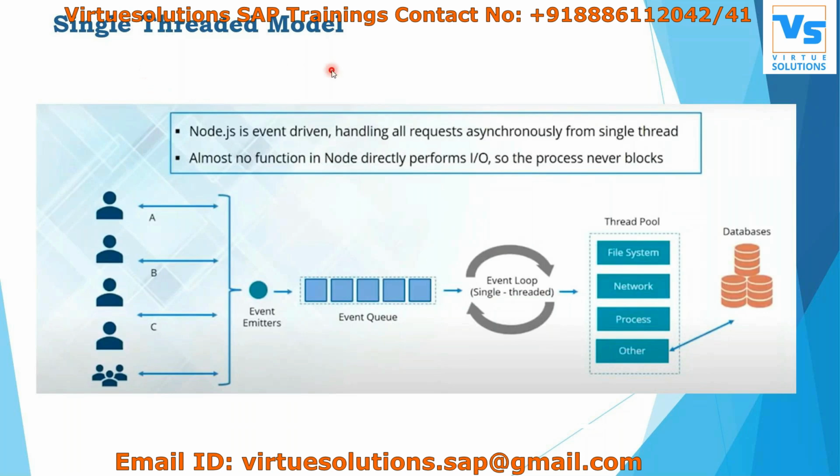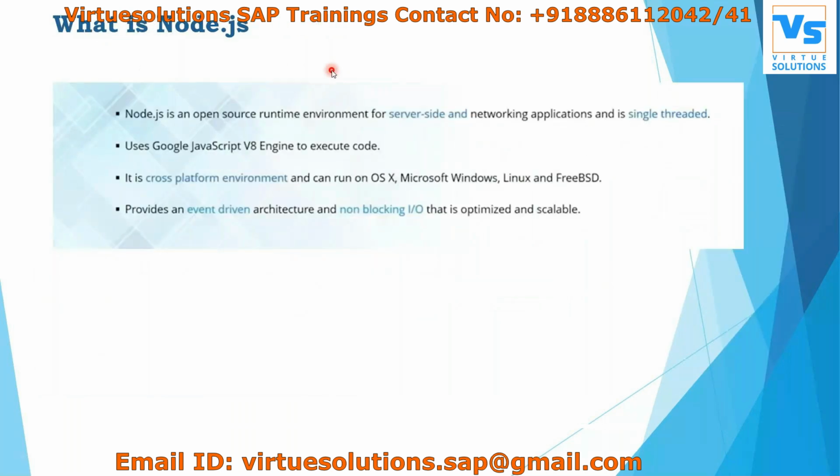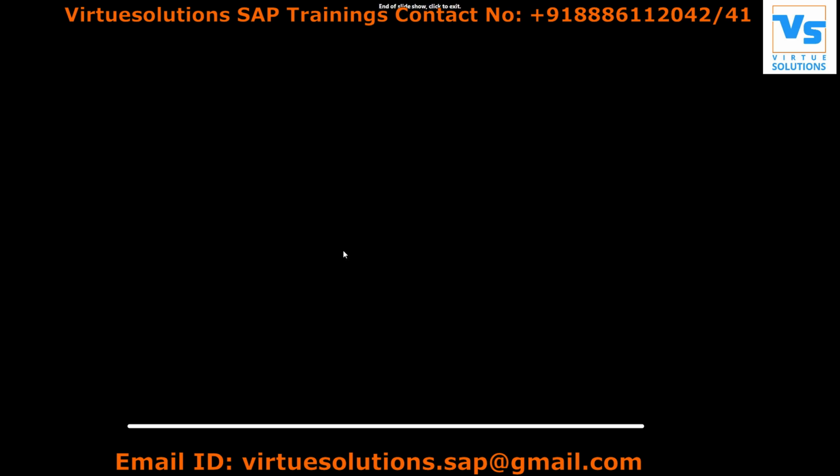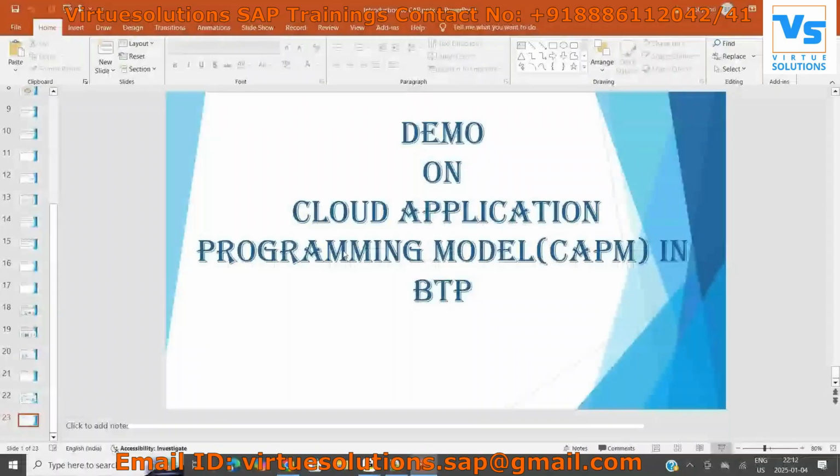Node is an open source runtime environment for server-side and network applications, and it follows the single thread model, as we have just seen. Node uses the JavaScript V8 engine to execute the code. It is cross-platform and can run on OS X, Microsoft Windows, Linux, and everything. It also provides an event-driven architecture. That is the reason Node has become very popular in the market. Is it clear, guys?